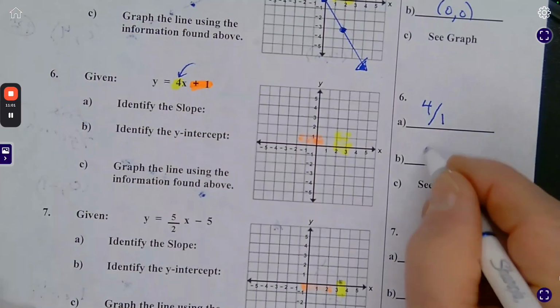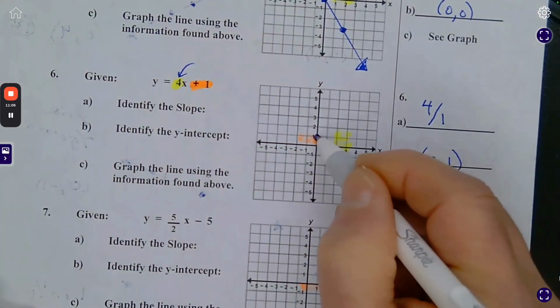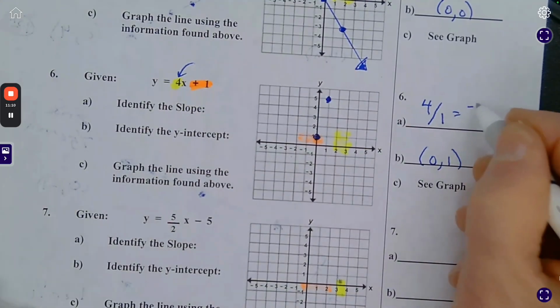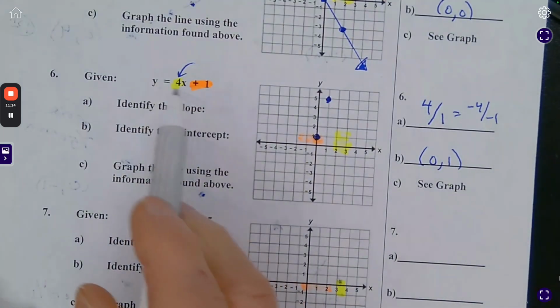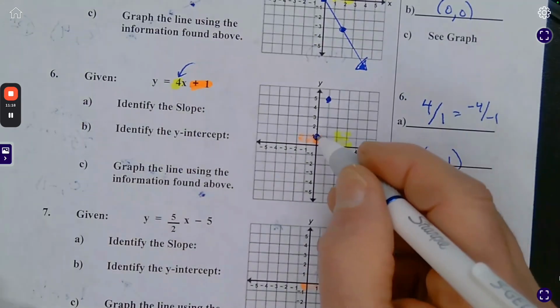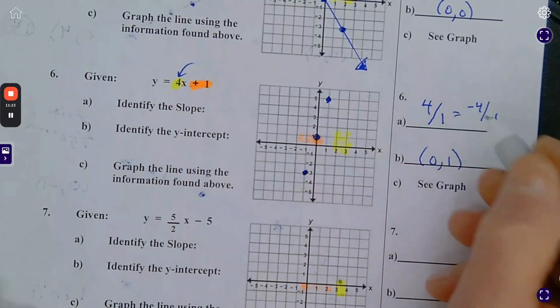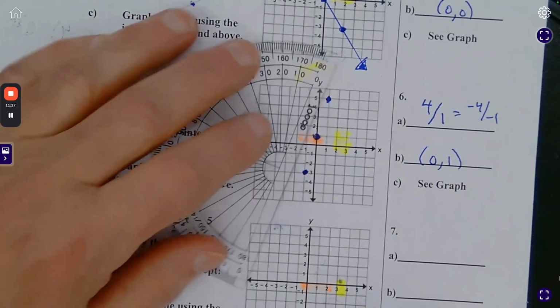Okay, and my y-intercept is 0, 1. So I'm going to go there. Now I'm going to go up 4, 1, 2, 3, 4, and over 1. Check this out. Isn't negative 4 divided by negative 1 also positive 4? Put it in your calculator if you don't believe me. Now, if I go down 4, 1, 2, 3, 4, and over 1 in the negative, because I apply the negative to both, look, I got the same line, peeps. I got the same line.